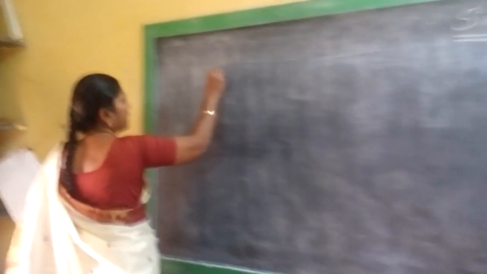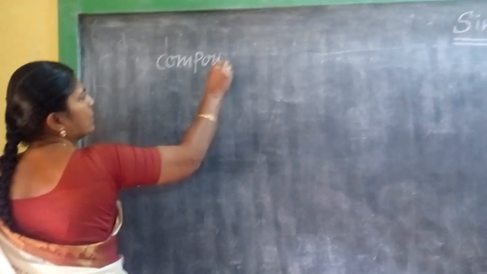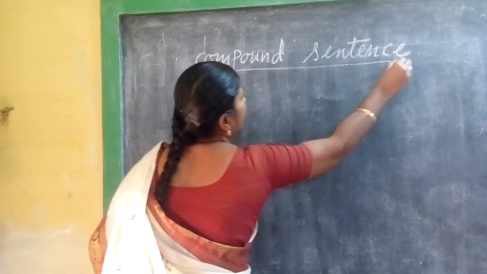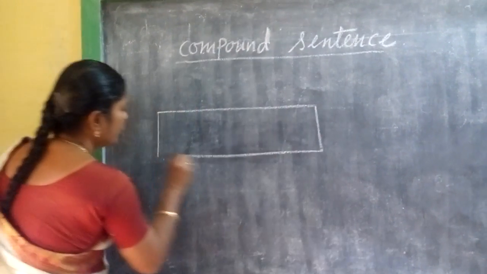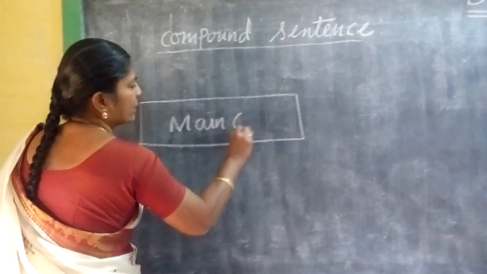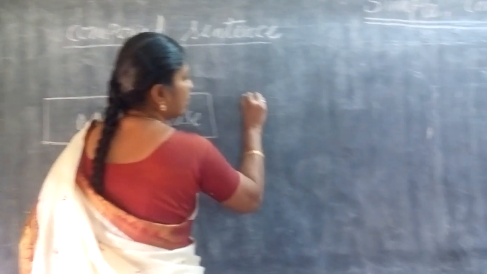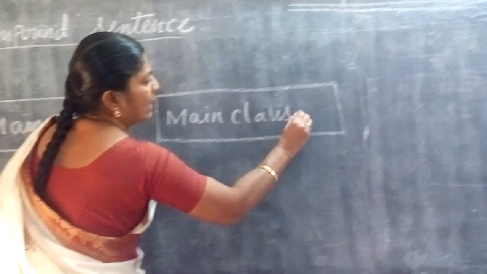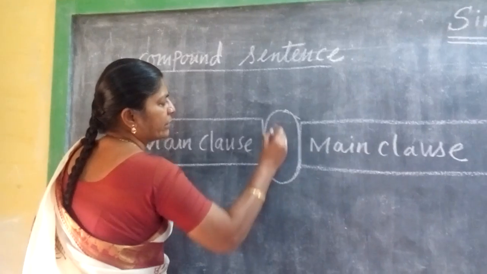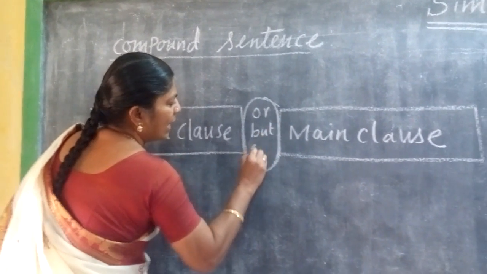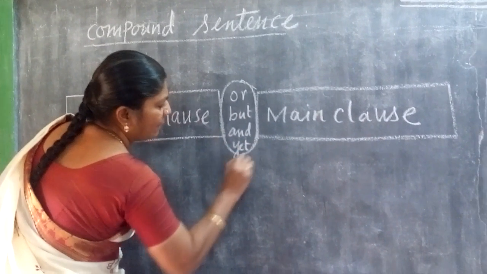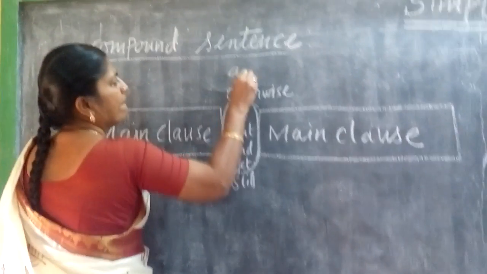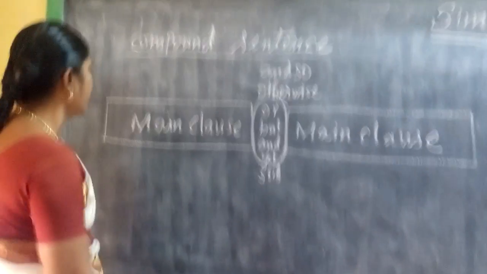Next we will see what a compound sentence is. The structure for the compound sentence is two main classes. Already I gave the structure for the main class. Two main classes are joined by a coordinate conjunction. What are the coordinate conjunctions? For, but, and, yet, still, otherwise, and so. These are the coordinate conjunctions.